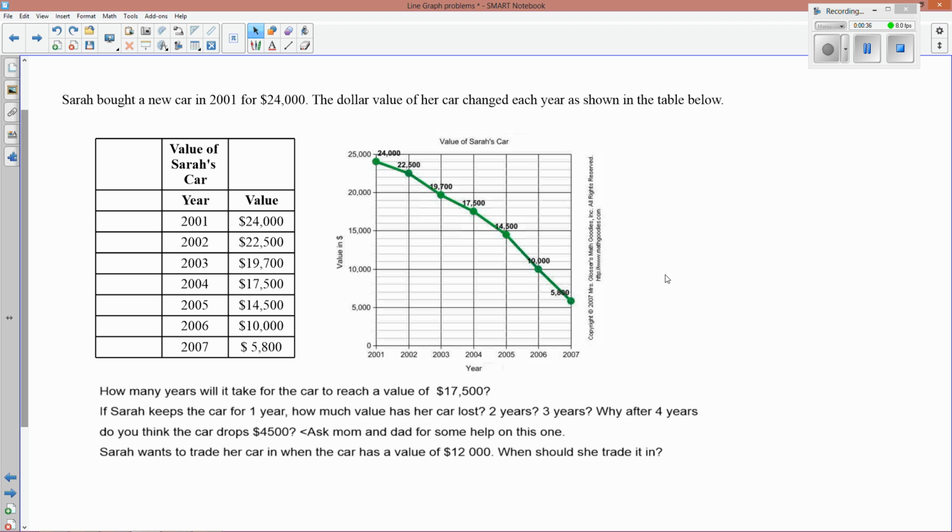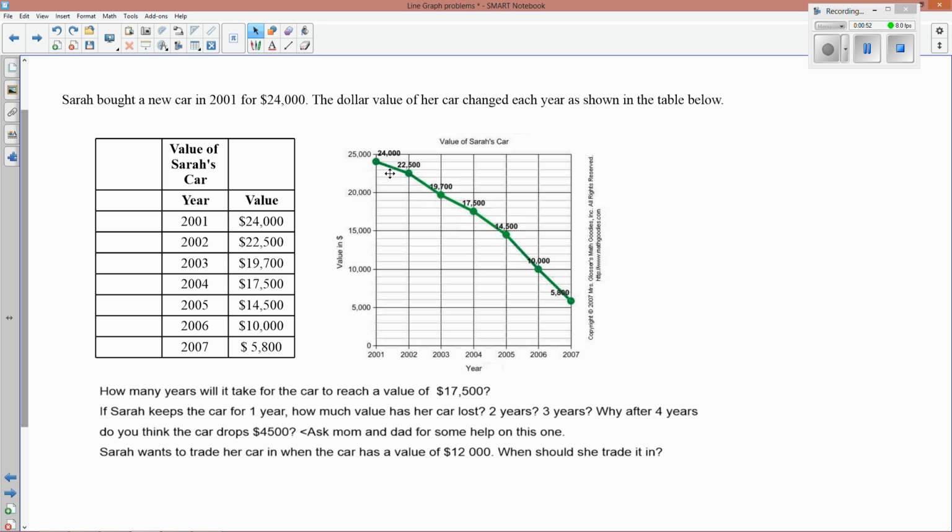In this case, it's a question about Sarah. She buys a new car, and it's kind of realistic in life, around 24,000, probably a small, mid-size compact in 2001. And then as soon as you drive it off the lot, it drops about $2,000. All right, welcome to life. How many years will it take?